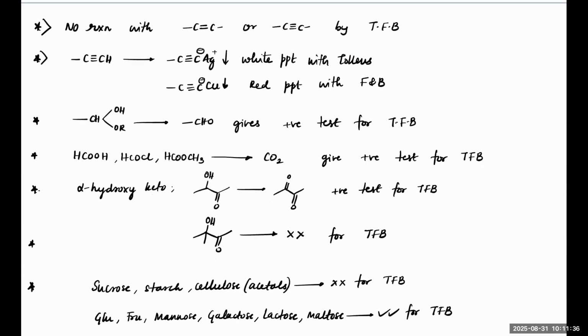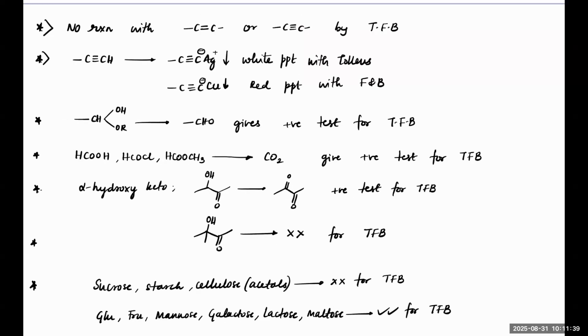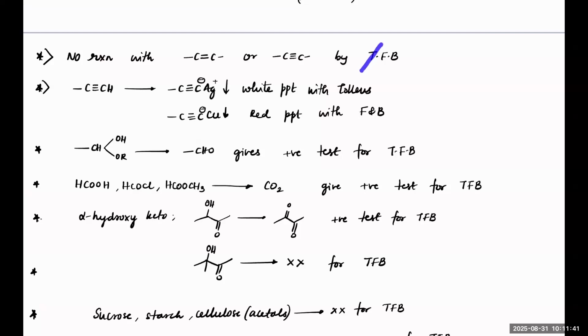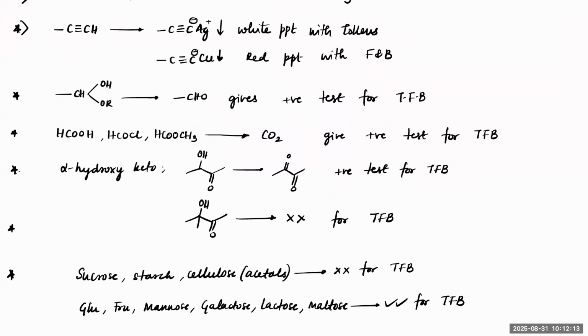Now, in which case what reaction will take place? See, Tollens, Fehling's, Benedict, they will never disturb a double bond or a triple bond. First important thing. But if there is a triple bond at a terminal position, Tollens will give a white PPT, Fehling's and Benedict will give a red PPT. This is a silver salt of the alkyne group. This is a copper salt of the alkyne group. So this will give a red PPT, this will give a white PPT. Keep that in mind.